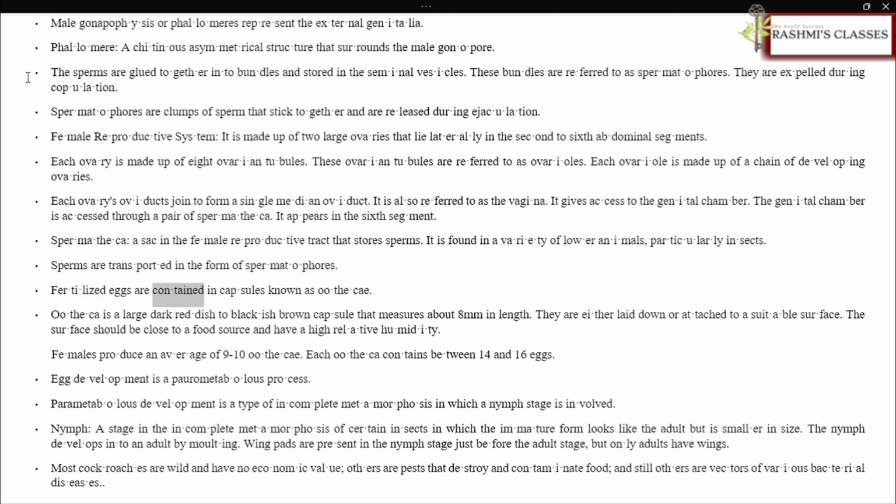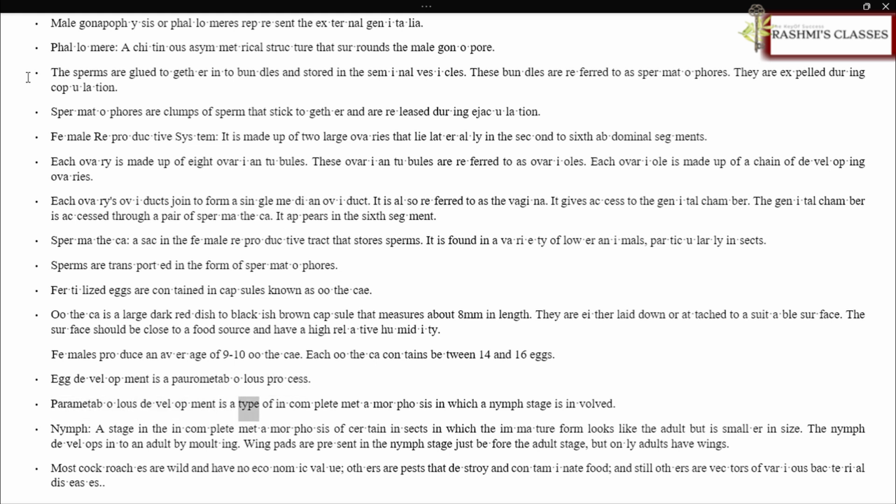Fertilized eggs are contained in capsules known as oothecae. Ootheca is a large dark reddish to blackish-brown capsule that measures about 8 mm in length. They are either laid down or attached to a suitable surface. The surface should be close to a food source and have a high relative humidity. Females produce an average of 9 to 10 oothecae. Each ootheca contains between 14 and 16 eggs. Egg development is a paurometabolous process.